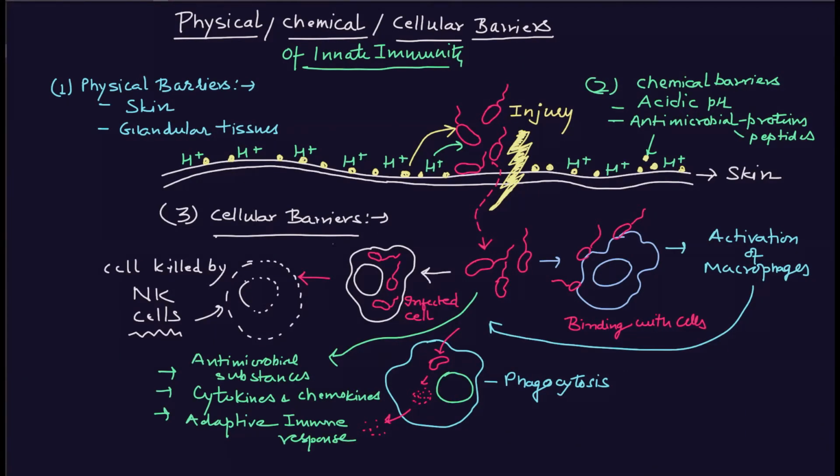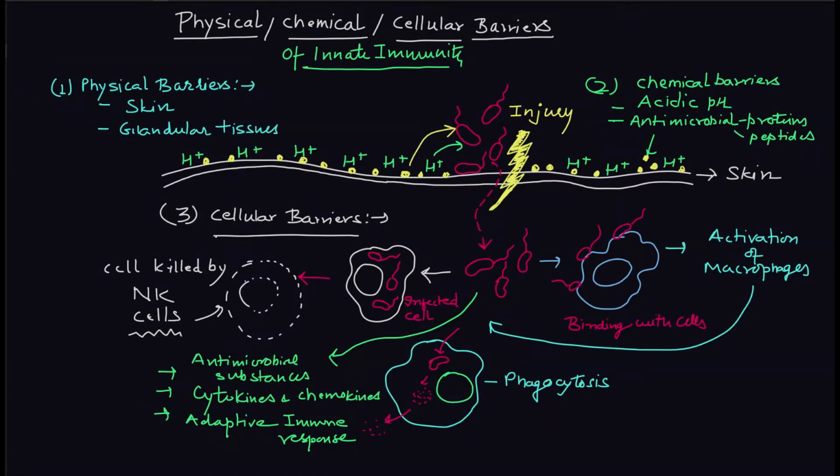So let's summarize our topic. What we have discussed in this video: we discussed the physical, chemical, and the cellular barrier of the innate immune system, where in the physical barrier, we discussed the skin and glandular tissues. We have also discussed the chemical barriers, including acidic pH, antimicrobial proteins, and peptides. Then we discussed in detail the cellular barrier. In that, we discussed how the bacterial cells initiate the innate immune response, including the activation of the natural killer cells, also the expression of antimicrobial substances, cytokines, and initiation of the adaptive immune response.